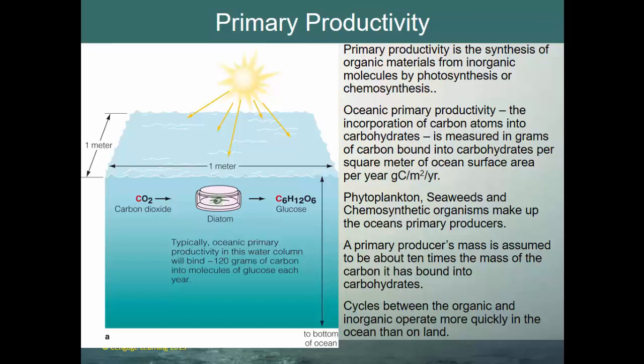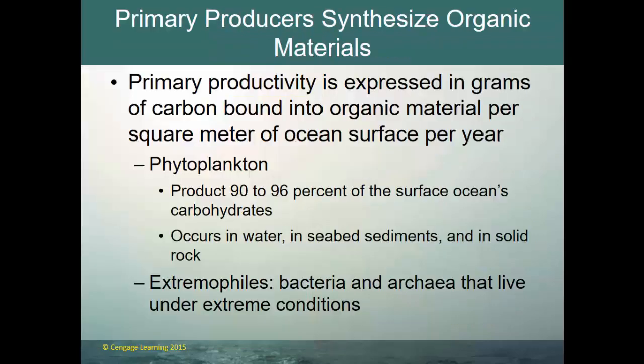So you can see by this illustration, you have 1 square meter of ocean. That's m squared in our little equation. Carbon dioxide and water and sunlight. You have a little diatom. So a diatom is a phytoplankton, and it produces the glucose. Typical oceanic primary productivity in this water column would bind 120 grams of carbon into molecules of glucose each year. So primary productivity is expressed in grams of carbon bound in organic material per square meter of ocean surface per year.